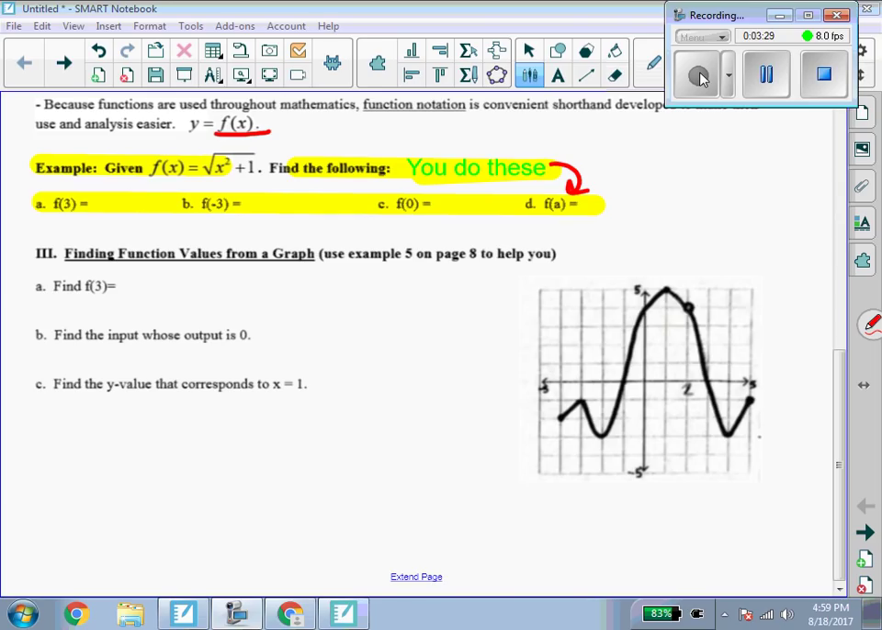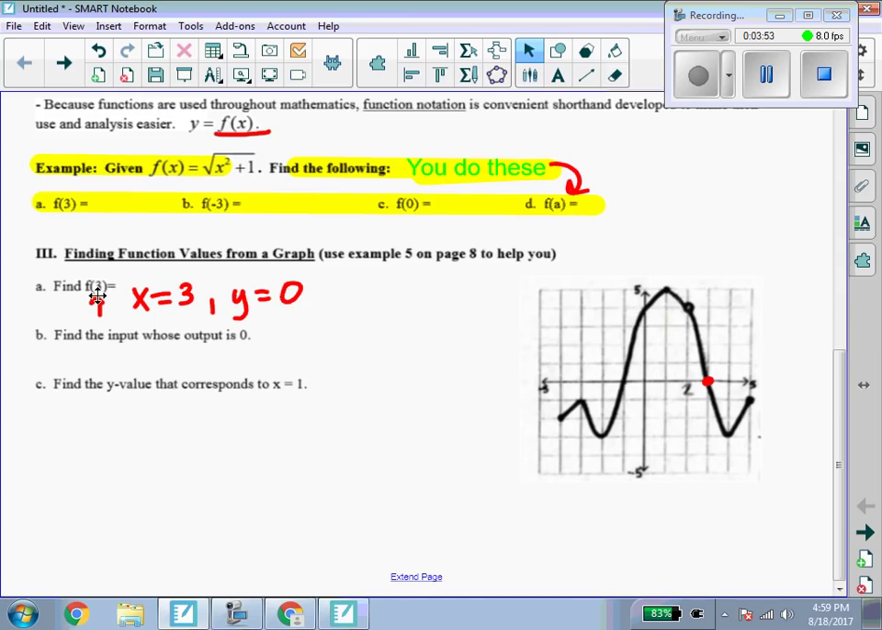So for the first one, A, it says find f of 3. Of course, we know that 3 is the input value or the x value. So if x is the input of 3, then we want to know what is the y value or the output value. I have to go to my graph and find 3 on my graph, which is right here. The y value or the output value in this case is equal to 0.